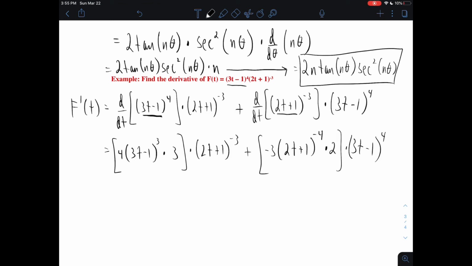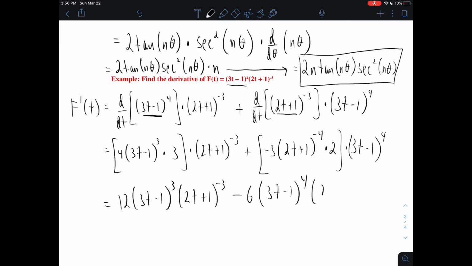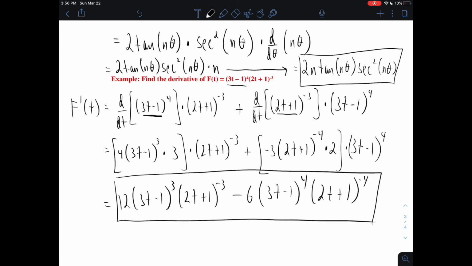And if we wanted to try to clean this up a little bit, maybe we could just simplify all of these grouping symbols. So before the plus, I could say 4 times 3 is 12, and then (3t minus 1) to the third, (2t plus 1) to the negative 3. And then with the second part, negative 3 times 2 is a negative 6, and then (3t minus 1) to the fourth times (2t plus 1) to the negative 4. And maybe there could be some other things that we could do, but I think that's enough.